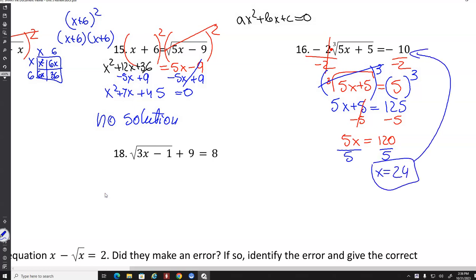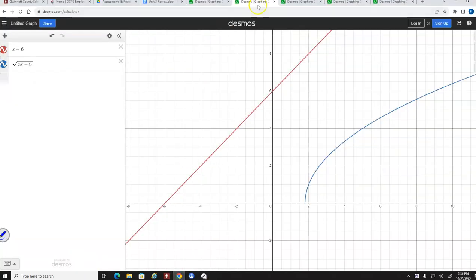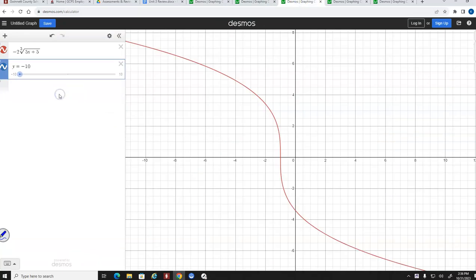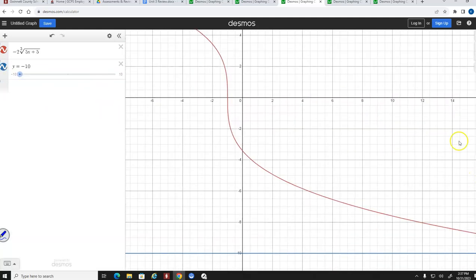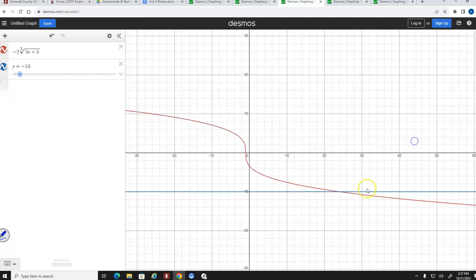Again, I can plug it back in for x into my equation to see if it's a solution, or I can go ahead and graph it. And remember that the right side of the equation is just -10, which means we have to write it in Desmos as y equals, because Desmos does not read a simple number. So y equals -10. And again, let me see where they cross. Let's make it smaller. So they will cross right here, which is at 24, which is what we got as a solution. So that is correct.